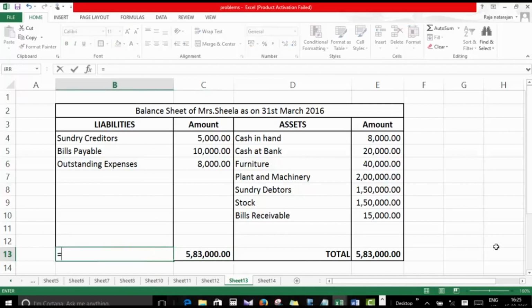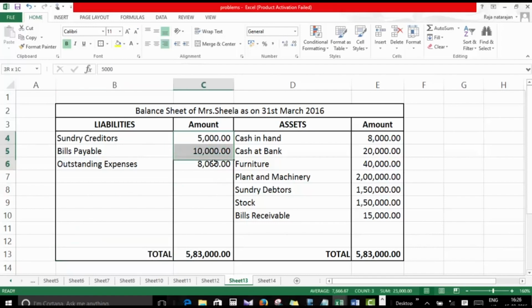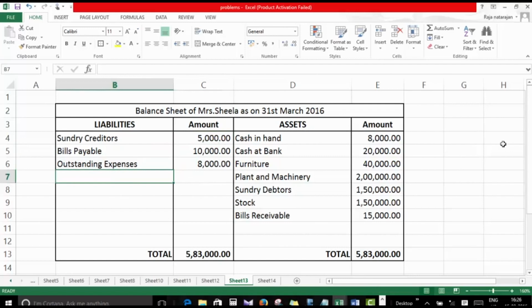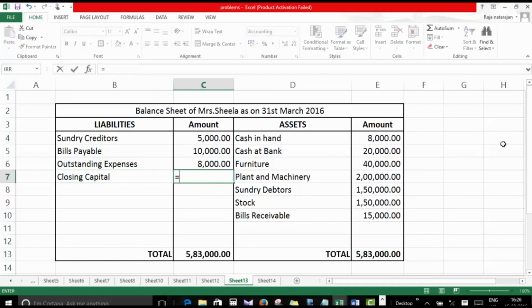So we need totals on both sides. There is going to be a difference because these three items become only 23,000. So we should know what the difference is. The difference we are going to call closing capital. That is nothing but 5,83,000 minus the sum of these three items. So that says the closing capital is 5,60,000.